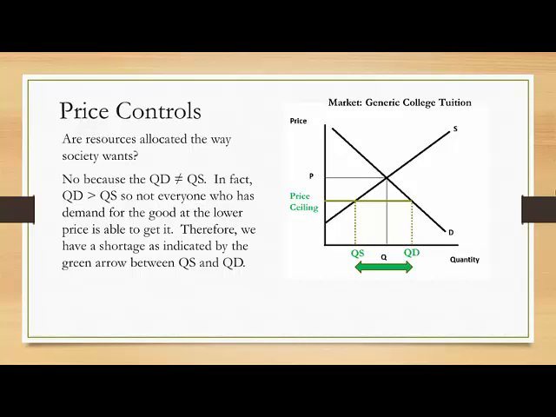Ask students if resources are allocated the way society wants. Provide a hint if they need it by adding, does everyone who is willing to pay get the market good or service? No, they don't, because quantity supplied is less than quantity demanded. So our ceiling caused a shortage. The amount of the shortage is shown by the double-headed green arrow.